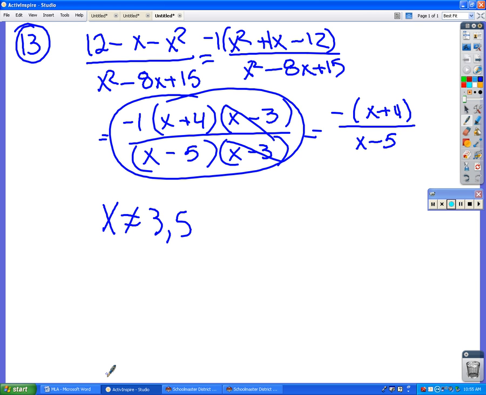So this is the solution, and then it says state the restrictions on the variable. The restrictions are x can't equal 3 and x can't equal 5.